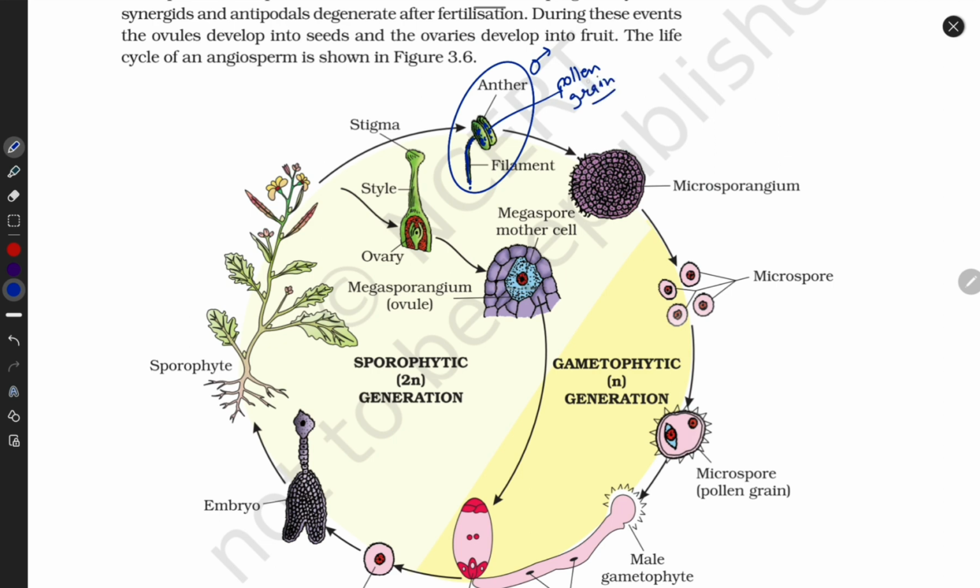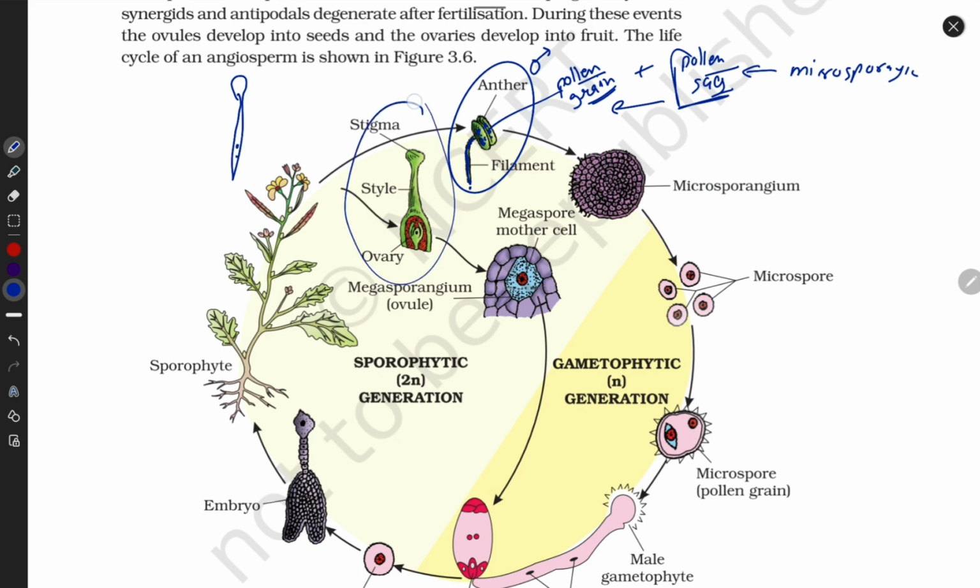How do they make pollen grains? Because they have pollen sacs. Who forms pollen sacs? Microsporangia form pollen sacs. Pollen sacs form pollen grains. And the pollen grain in future forms what? The pollen tube, with the male gamete.